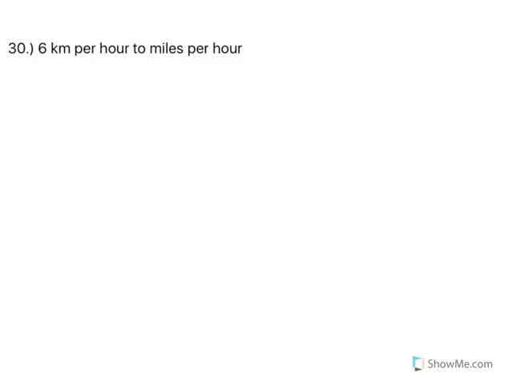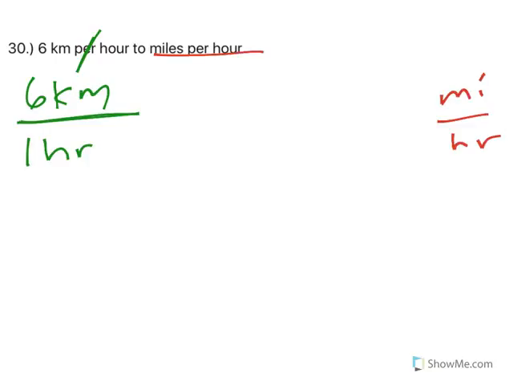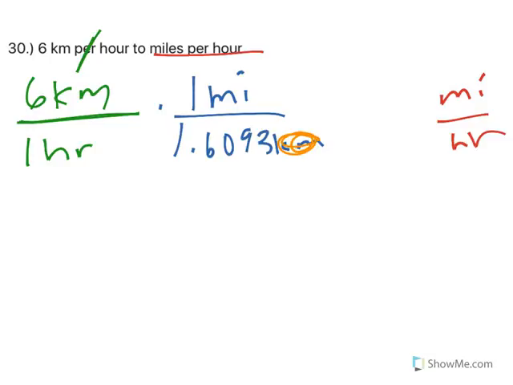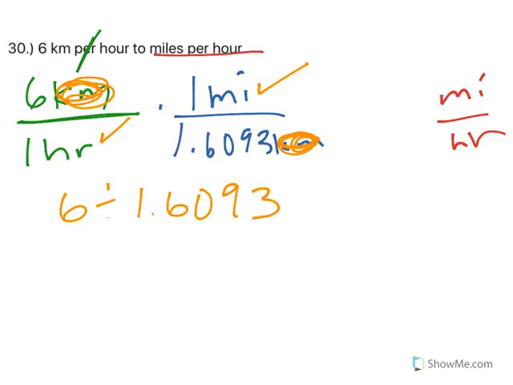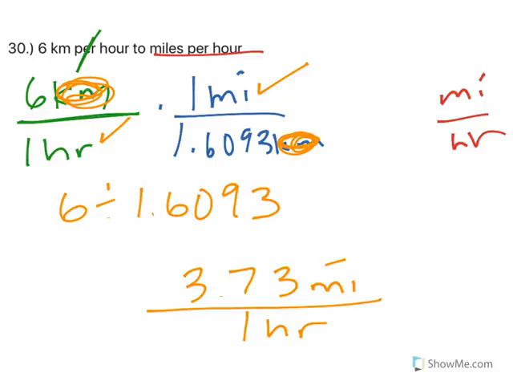Number 30. I have 6 kilometers per, there is the fraction bar, per 1 hour. I want to change this to miles per hour. Sometimes it helps to write this over here so you can kind of see what your goal is. That's up to you. But I know that I don't have to change the bottom. I just have to change the top. So I know that 1 mile is 1.6093 kilometers. So the KMs cancel out with the KMs. Now I have miles per hour, so I can go ahead and do the math. 6 divided by 1.6093, because it's in the bottom, so I divide, and I get 3.73 miles per 1 hour, or miles per hour.